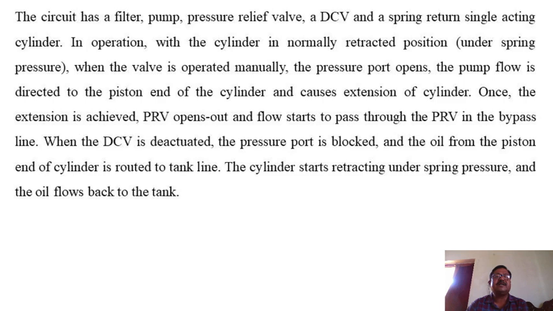When the direction control valve is deactivated, the pressure port is blocked, and the oil from the piston end of the cylinder is routed to the tank line. The cylinder starts retracting under the spring pressure, and the oil flows back to the tank.